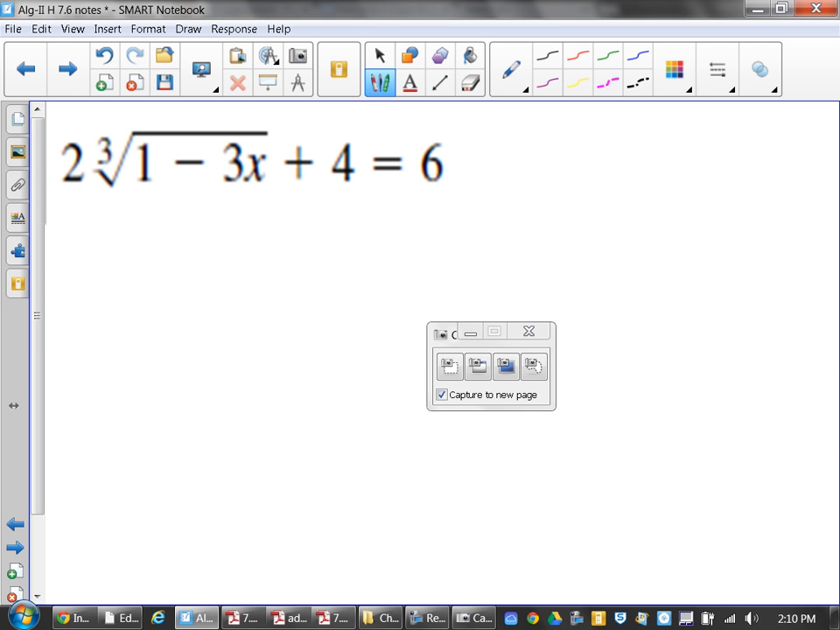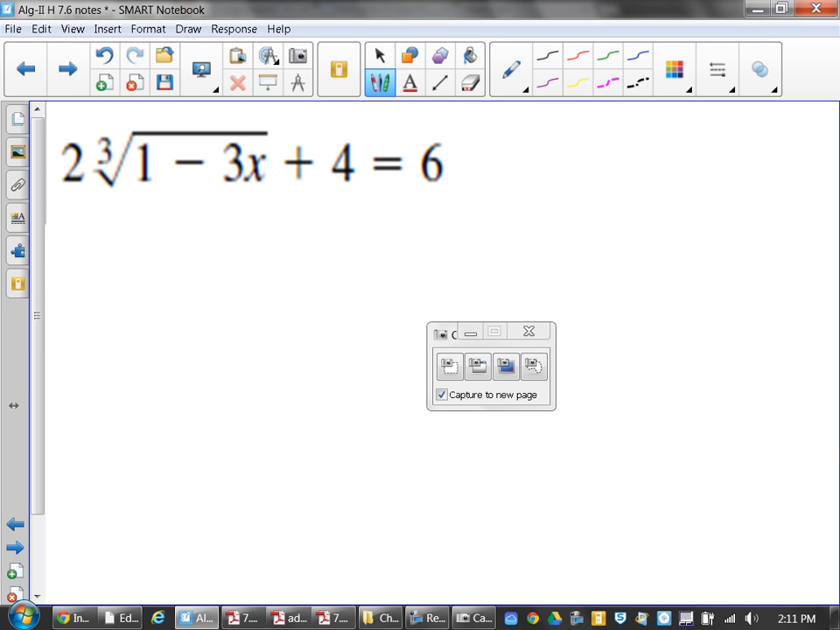Two times the cube root of 1 minus 3x, all plus 4 equals 6. PEMDAS backwards. How do you solve equations? You work backwards. You work the order of operations backwards. So is it minus 4? Yep.